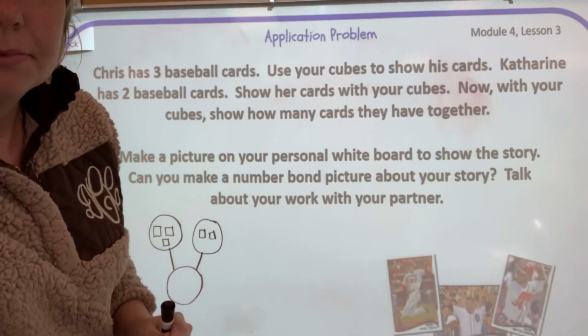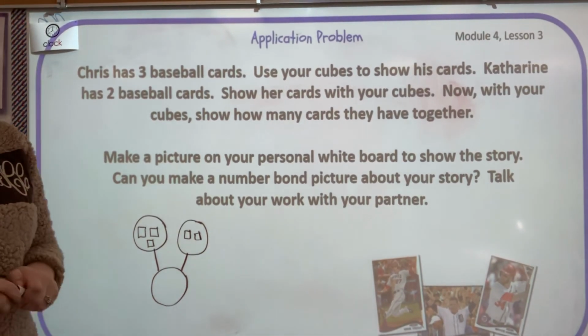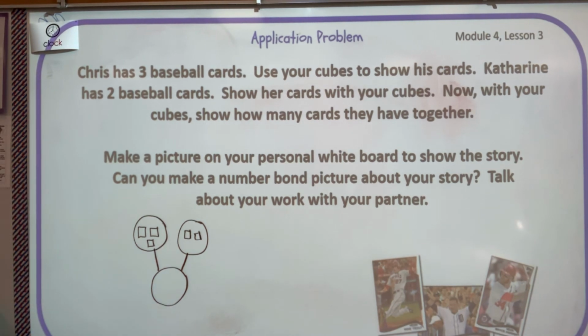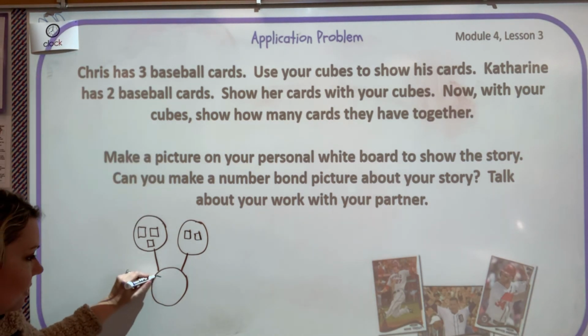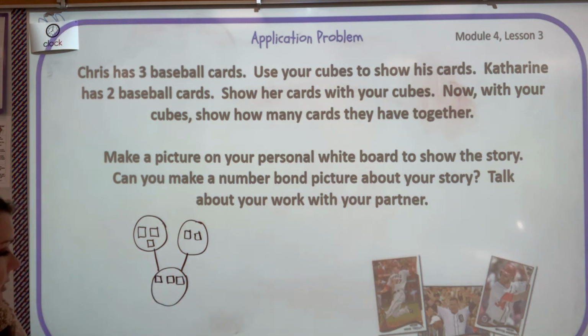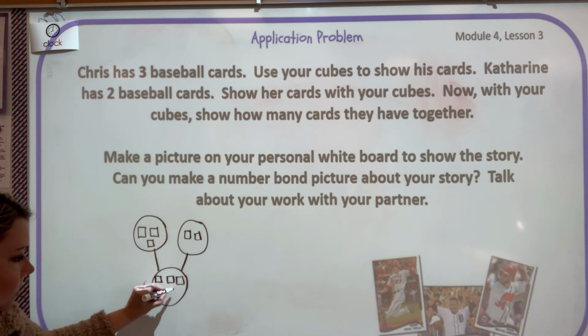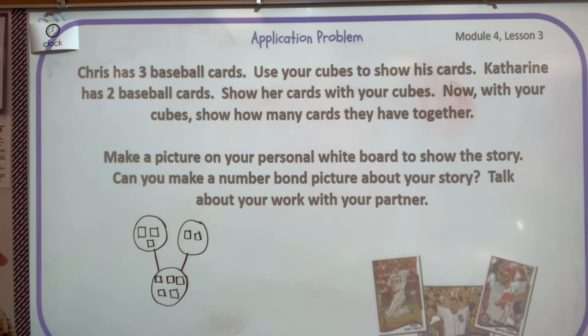It all together? So when it's a put together number bond, I need to make sure that my cubes go down their number path, right? So I need to draw these 3 cards down the number path and these 2 cards down the number path.